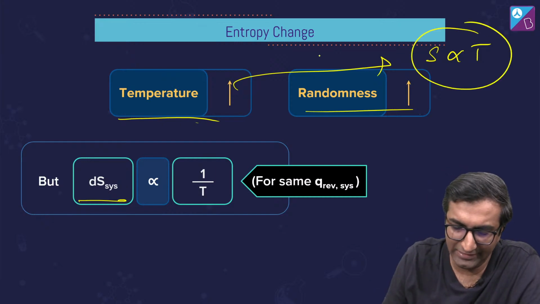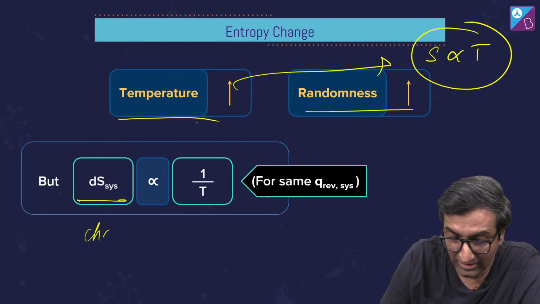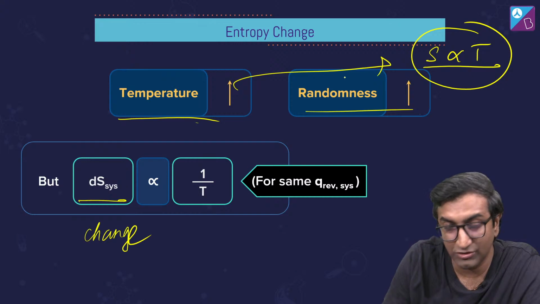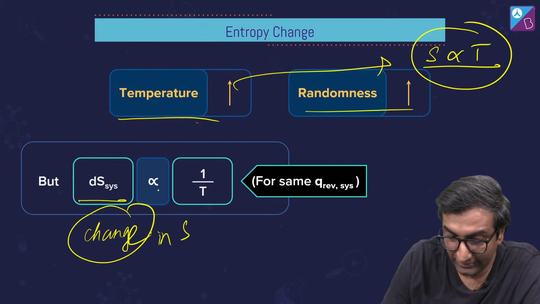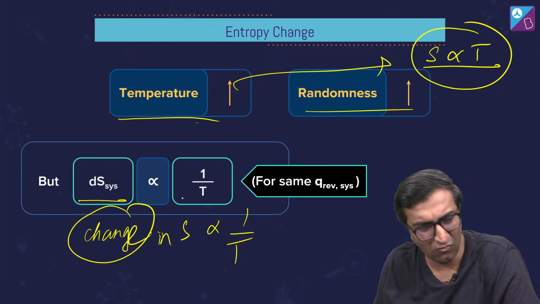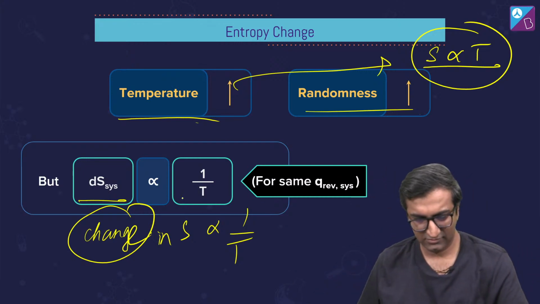But I am writing a different equation. मैं लिख रहा हूं कि change, okay, this is important. This is not S proportional to T, sure, maybe, but I'm saying कि change in S is proportional to 1 by T. What on earth is this, bro? That's confusing.